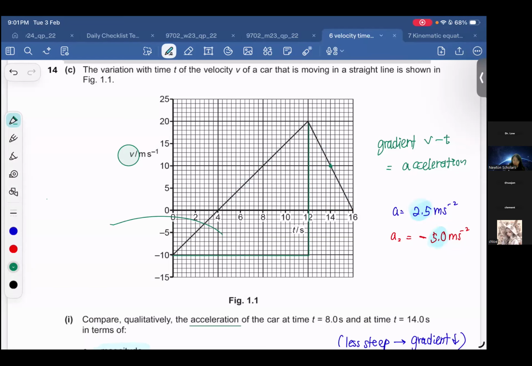So this one, acceleration is equal to your gradient of the v-t graph. So 20 minus 10 divided by the time, which is 12 seconds. So you should get 2.5 meters per second squared. That's the answer. Acceleration, finding the gradient. Okay, finding the gradient.